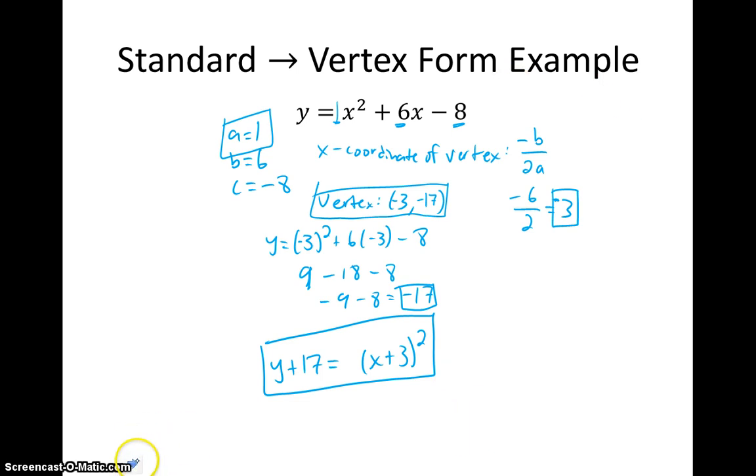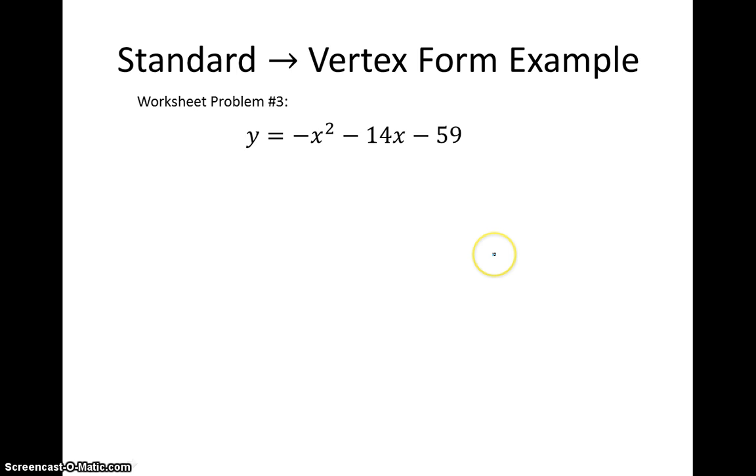Not too bad. So this last problem I want to do is one that's from your worksheet. This is actually worksheet problem number 3. So if you want to follow along with me on that worksheet that you have, you can do that. So once again, we're going to write out A, B, and C. Our A value here this time, well, what is that? Let's see, our a value here looks like it's going to be -1, because we have a negative x squared, but there's no number in front, so it must be a -1. Our b value here is -14. And our c value is -59. Oh, that's a big one.